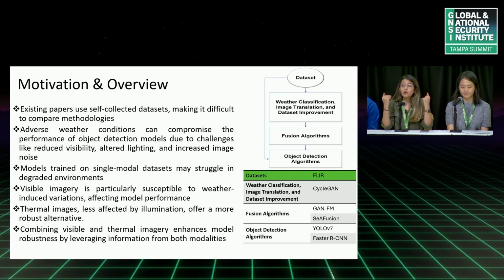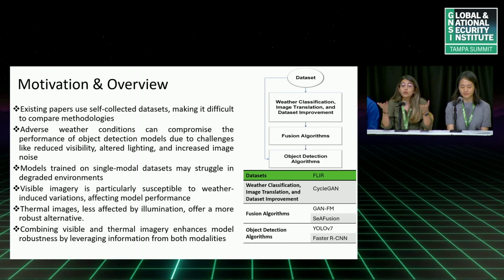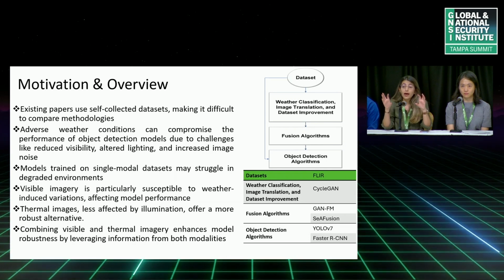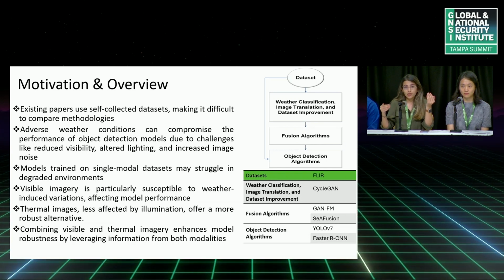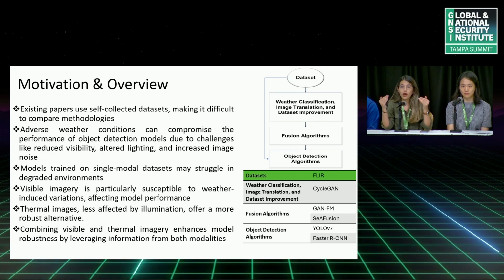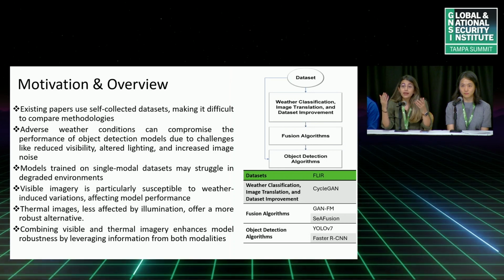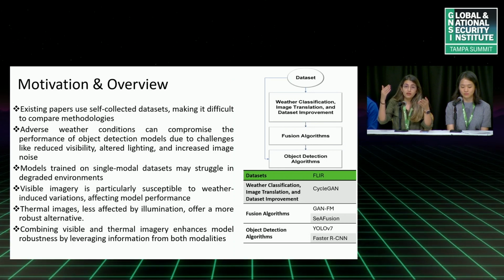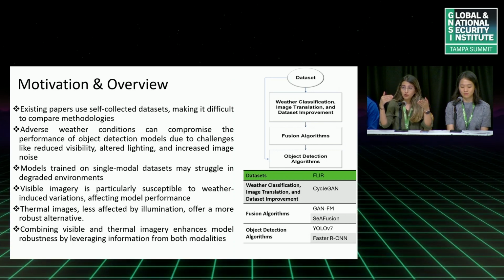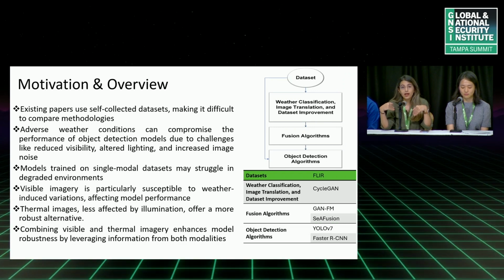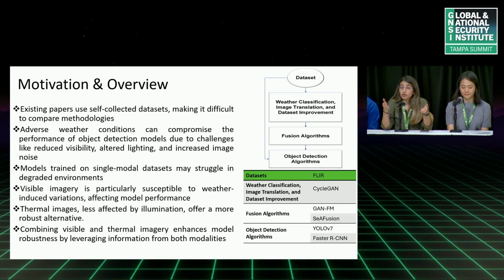What we did is pick a publicly available data set which contains thermal and RGB images, but they are not paired. Then we trained and tested the models on the original domains to see how the models would perform. Then we created synthetic data, fused this data, and again tested these object detection algorithms. The algorithms that we used are YOLO V7 and FastRCNN.